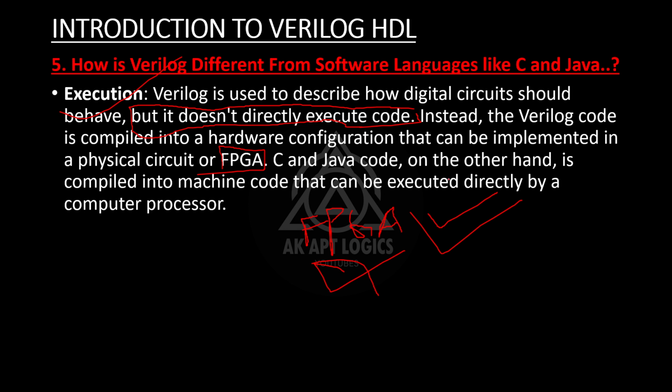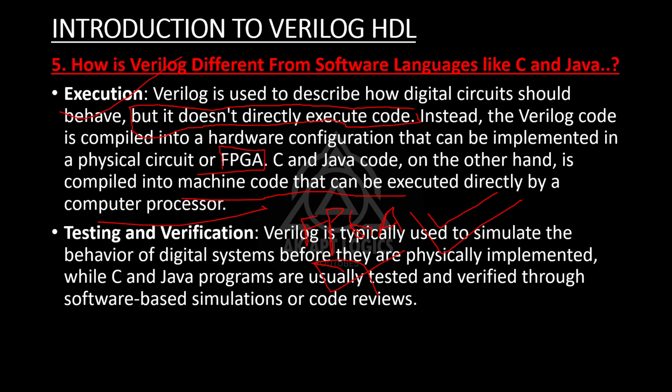C and Java code, on the other hand, is compiled to machine code that can be executed directly by the computer processor. Testing and verification. Verilog is easy to simulate, in the sense we will get waveforms. We are going to use the TB and design code for simulating the behavior of digital systems before they are physically implemented, while C and Java programs are usually tested and verified through software-based simulations or code reviews.